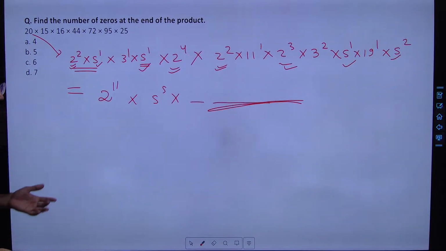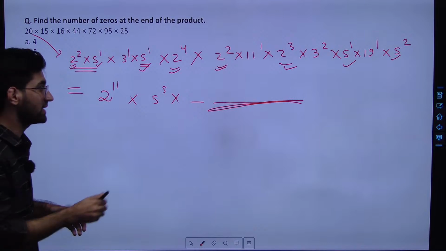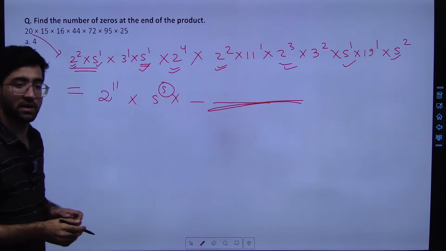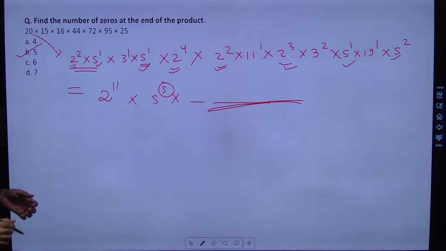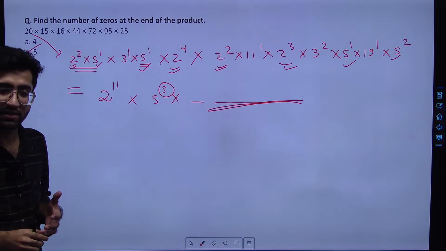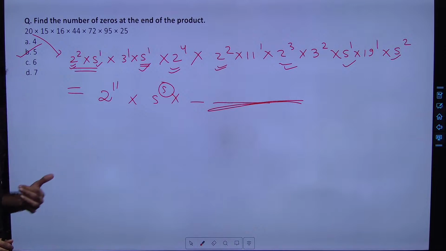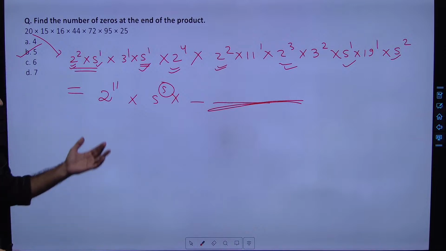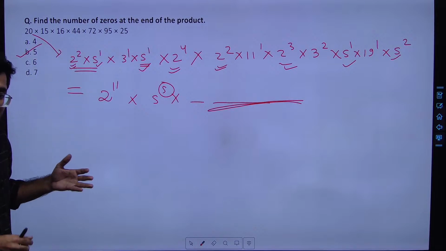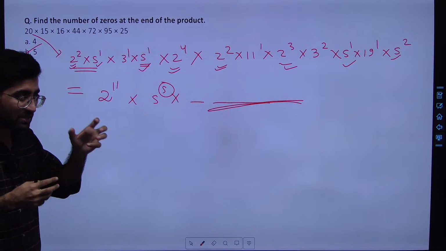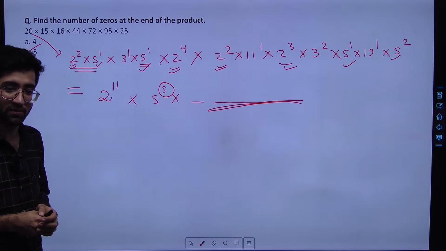So the power of 5 is less. And what is the power of 5? The power of 5 is 5. So 5 is the correct answer, and 5 is present in option B. Right? So option B is the correct answer. Hopefully everyone is able to understand how to approach this kind of question when we get some numbers in the multiplication form. Right?